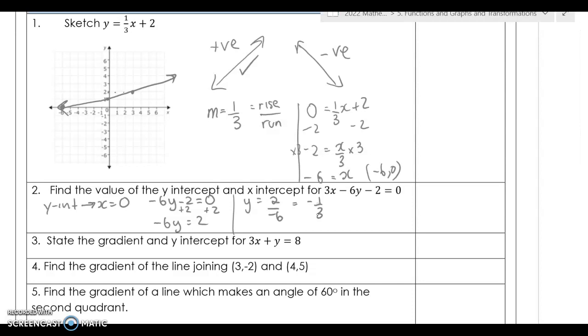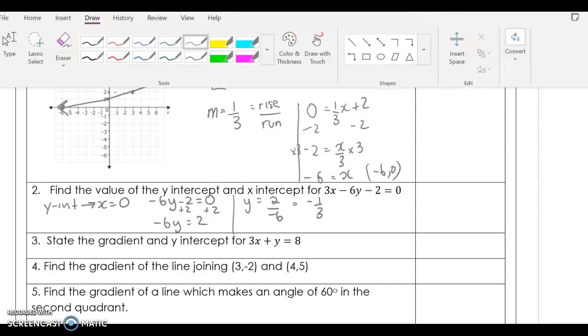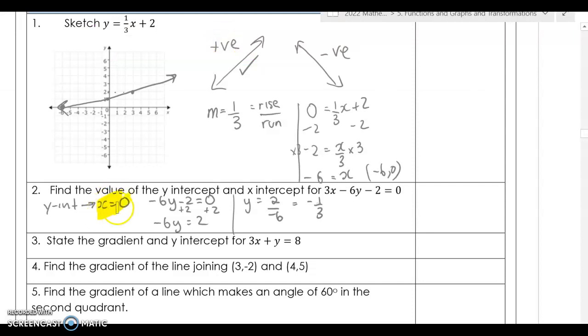Sorry, that's not my gradient. I apologize. That's the value of the y-intercept. So when x equals 0, that's where it cuts the y-axis. I'll pop a little highlight on there so you can see. So at x equals 0, y equals minus 1/3. And let's find the x-intercept.